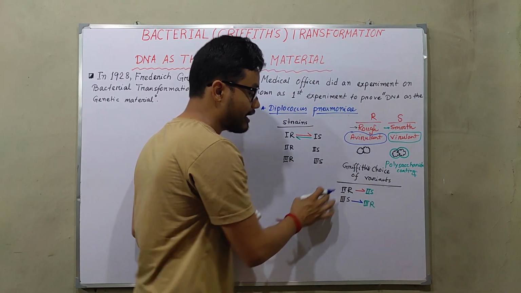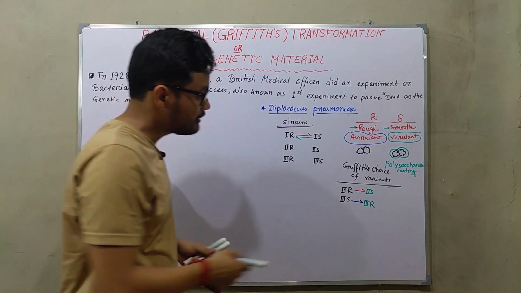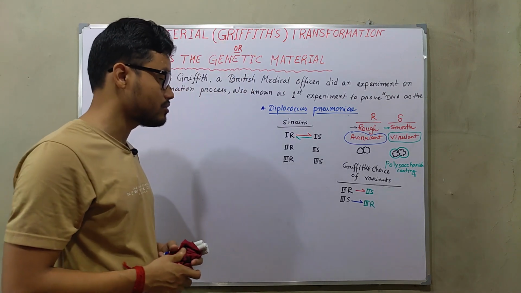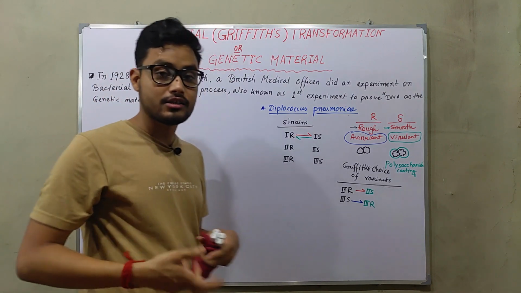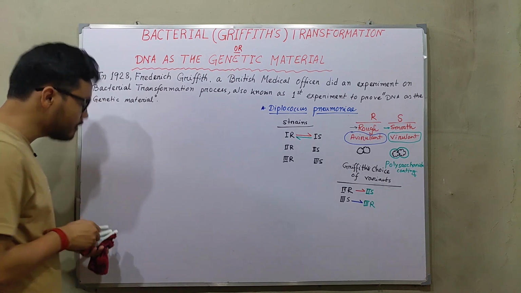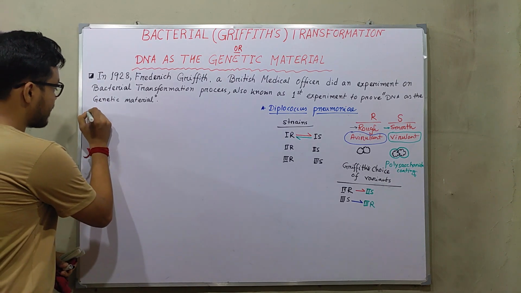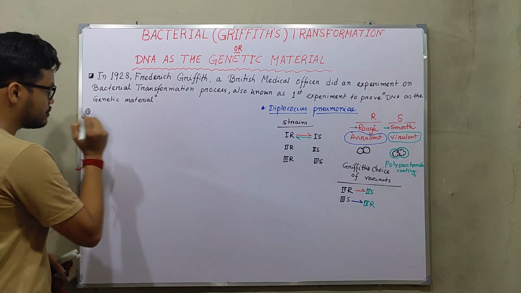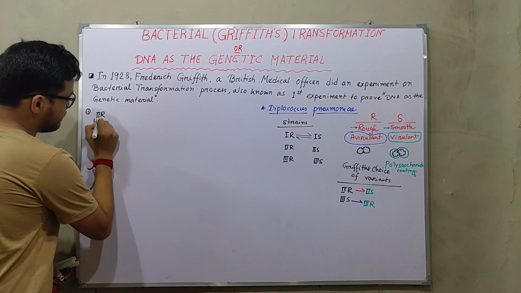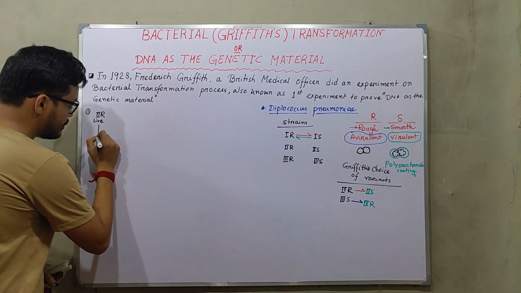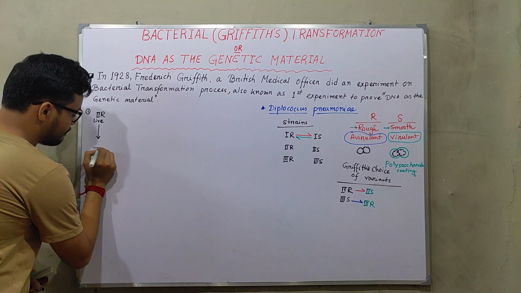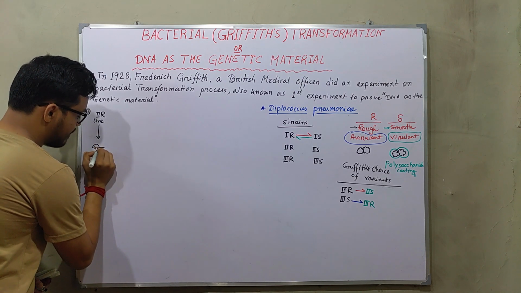So it cannot be concluded that 2R or 3S have some specific characters or genetic material that has been transferred from one bacteria to another. So Griffith conducted four different experiments. In the first experiment, Griffith chose 2R live bacteria, and then injected this 2R live variant into live mice.